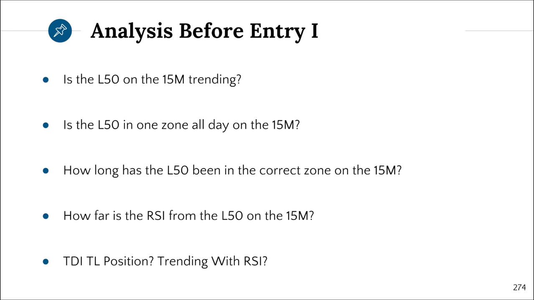Then we're going to break into the RSI. How far is the RSI from the liquid 50? How is it positioned in relation to the trend line? And how is it positioned in relation to the liquid 50? Have we hit overbought or oversold? These are the most important questions that we need to ask ourselves right when we sit down, right when we analyze those pairs. Where's the liquid 50 on the 15-minute telling us that we should go? And has that RSI hit overbought or oversold yet?